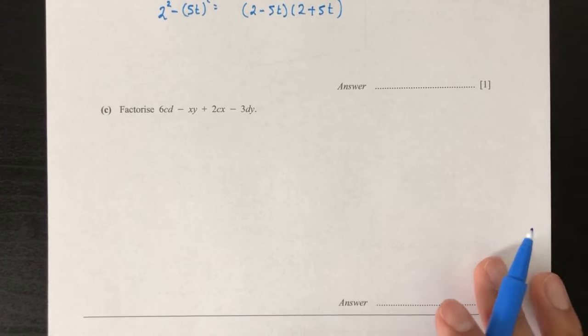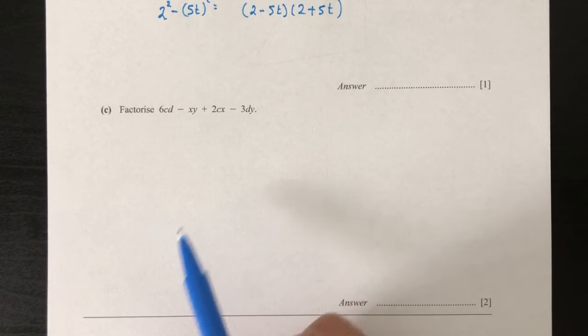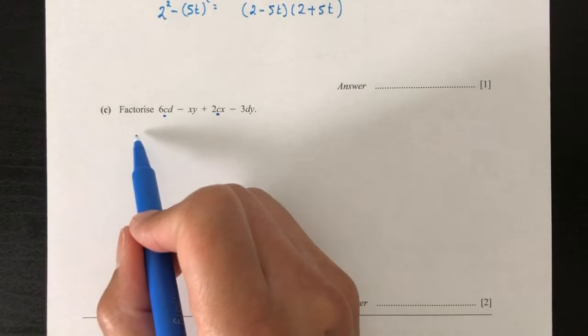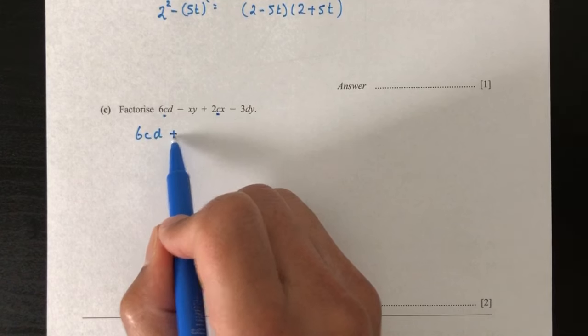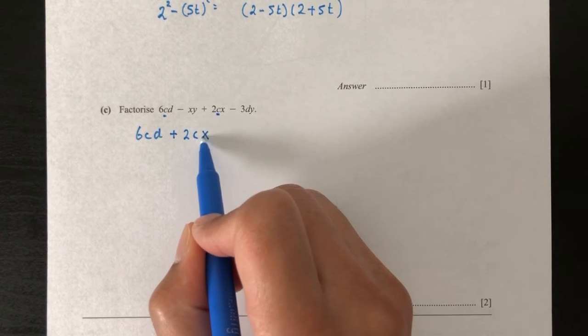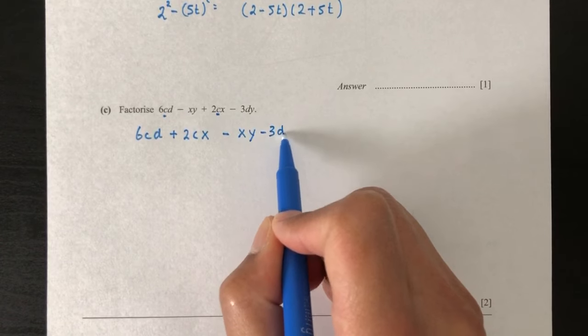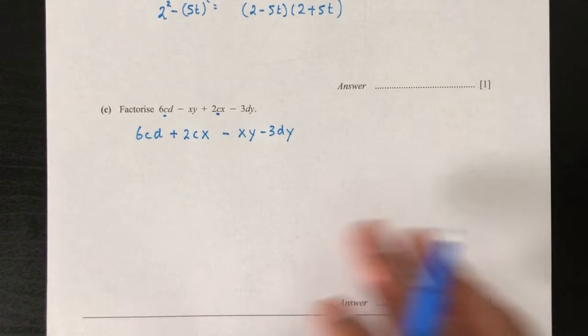Now for this one, part C, let's see what can we do here. So here we have c and c. So let's put it together. You have 6cd plus 2cx. Then we have minus xy minus 3dy. So we're just testing. We don't know what the answer is right now. We're just trying things out.